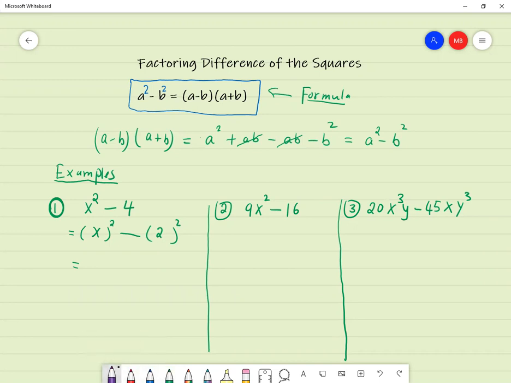So here in the formula, you're going to use a equal to x and b equal to 2. The formula is a minus b times a plus b. So all you have to do is put x for a and 2 for b. So x minus 2 and x plus 2. All right, so this is how we factor x squared minus 4.